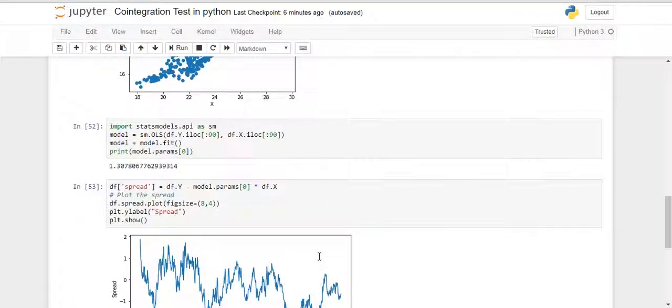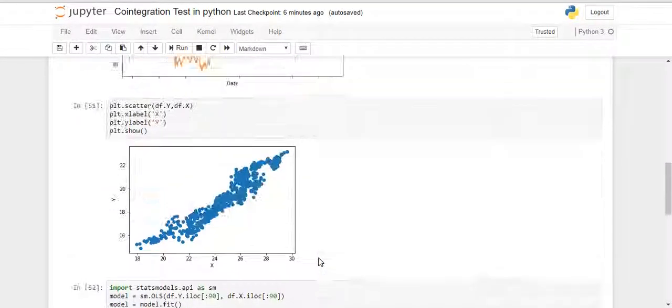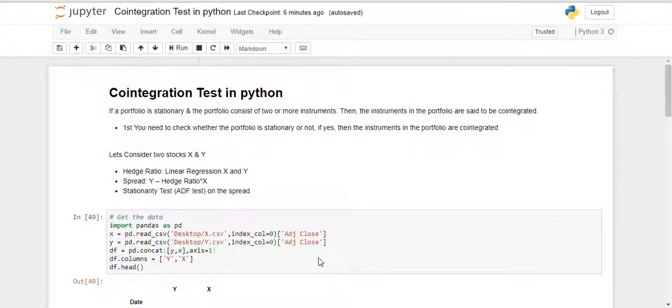There are lots of other modules where you can check cointegration as well. Probably in some future videos I can tell you about other machine learning techniques and other mathematical modules where you can do a cointegration check and build a lot of algo trading strategies. Once you know whether the pair is cointegrated or not, you can develop strategies like pair trading or mean reversion strategies and all that.